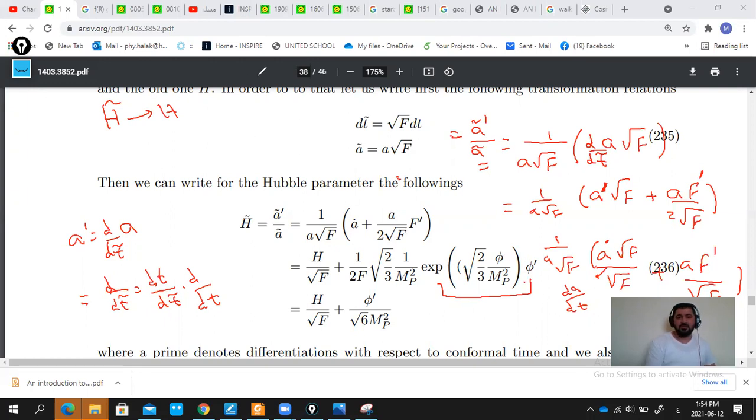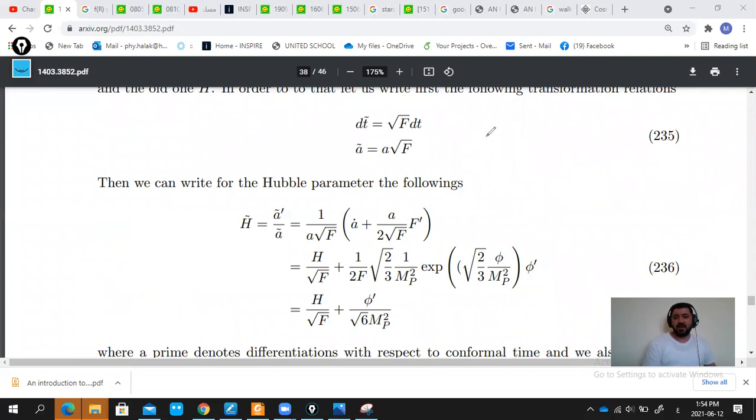Why we did that? Because now f is given as exponential of phi with some coefficient. So f prime will be given also as exponential phi with phi prime. So now we have here f, and here we have f prime. So the exponential in the denominator will cancel out with the other. So the result that we'll have is phi prime, and of course the coefficient which is coming from here, the square root of 2 over 3, and etc.